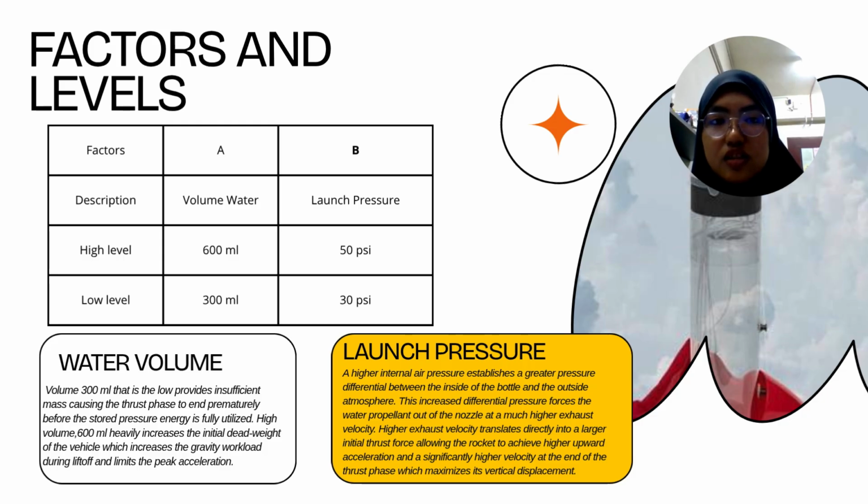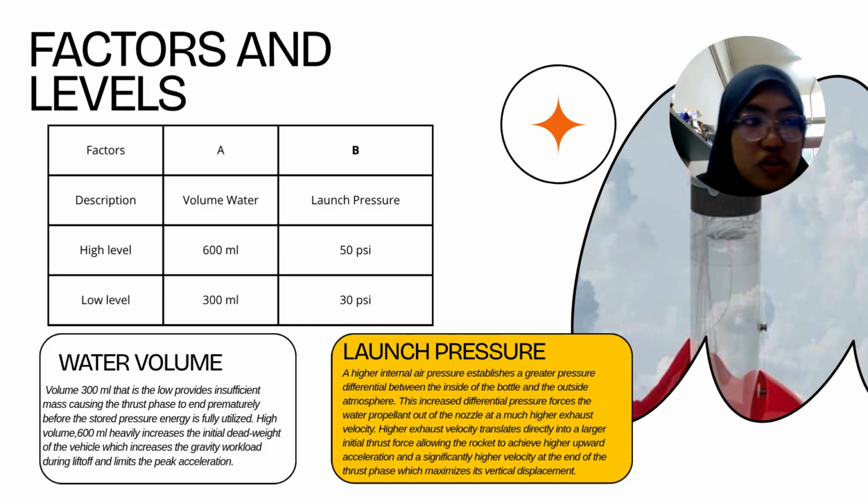The next one is factors and levels. We have two factors, factor A and factor B. Factor A is the water volume. The high level is 1600 milliliter and the low level is 3000 milliliter. For factor B, there is launch pressure. The high level is 50 and the low level is 30.